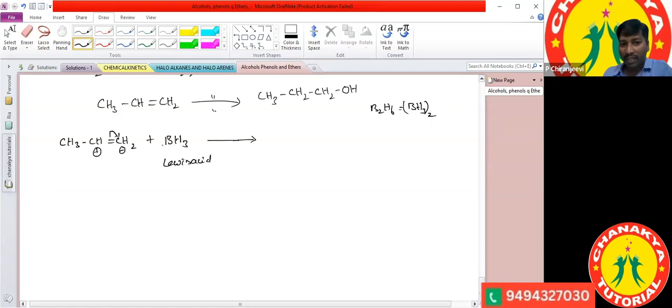Boron, the Lewis acid, accepts the electrons here, and it donates one hydrogen too. BH3 undergoes ionization and forms H minus and BH2 plus. H minus is attached to the secondary carbon, and BH2 plus is attached to the negatively charged carbon atom. Written together, it forms CH3-CH2-CH2-BH2.